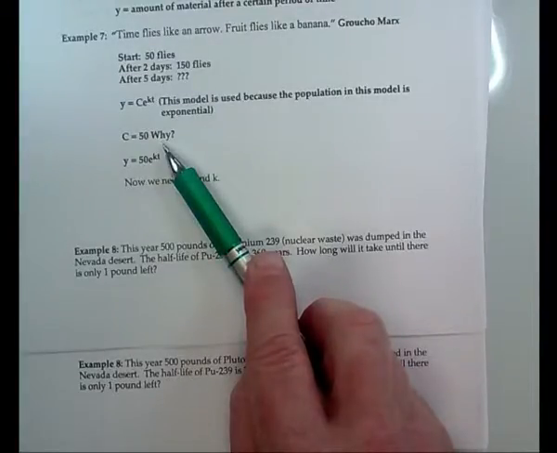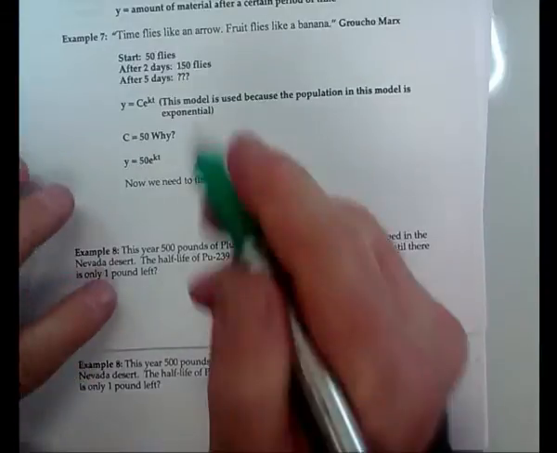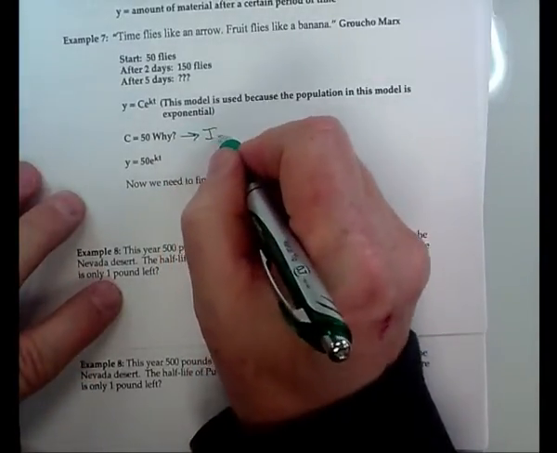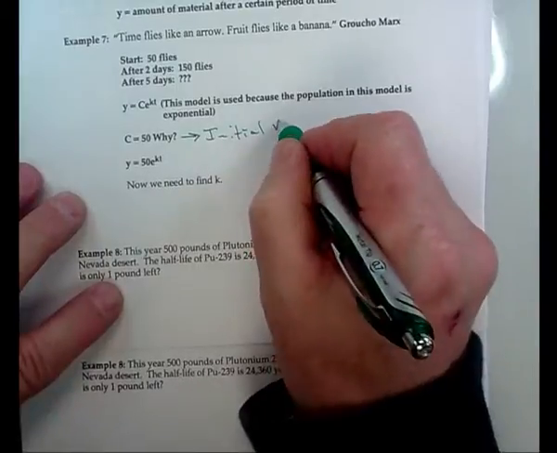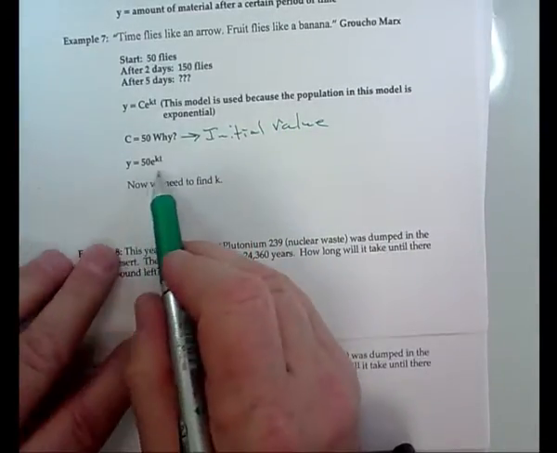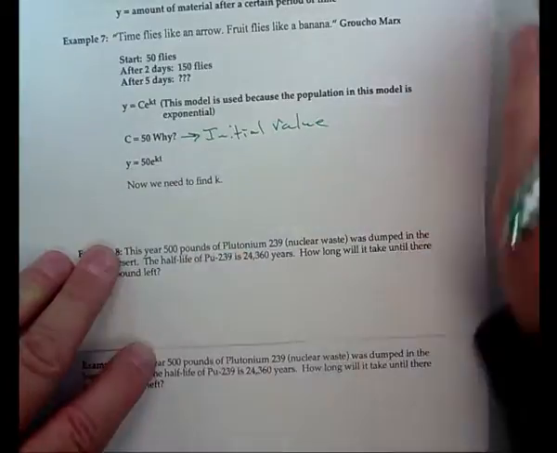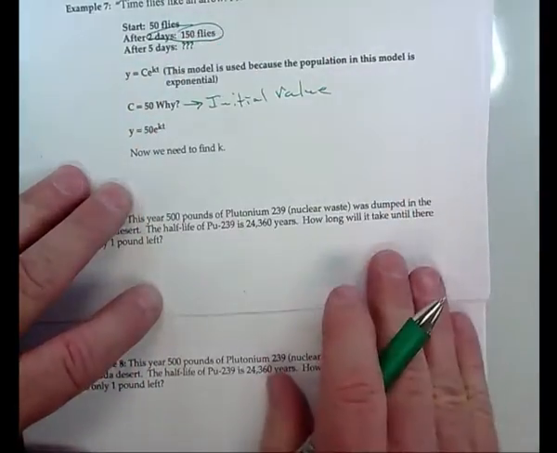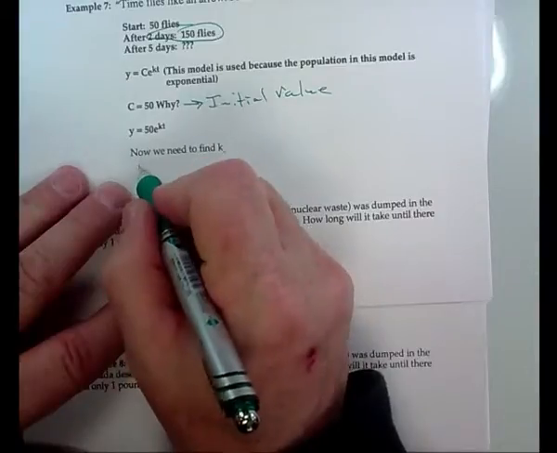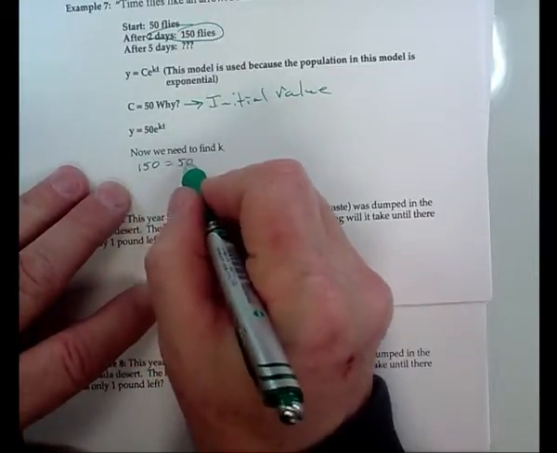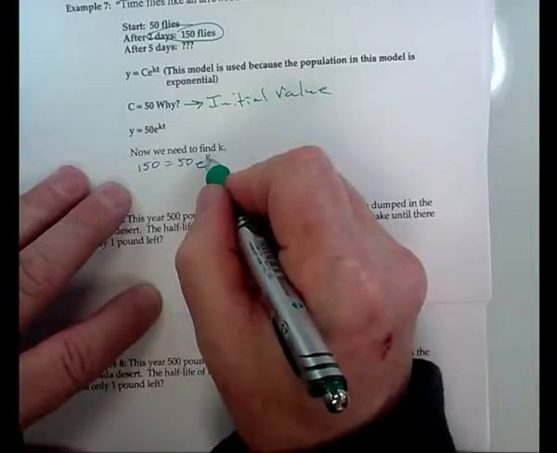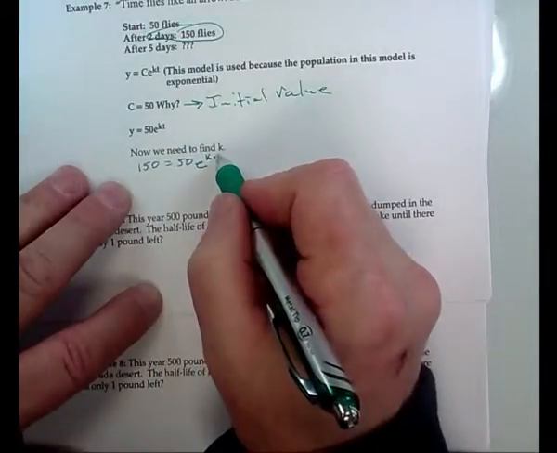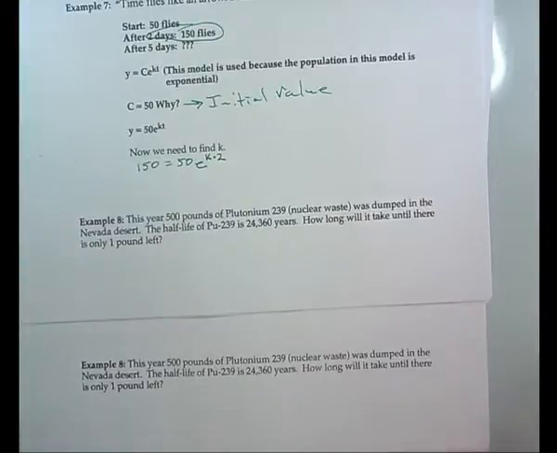Because it starts at 50? Is that what you said? Okay, because that's our initial value. So I have this. We need to figure out K. Well, we're going to figure out K because I know this other bit of information right here. I know that I have 150 flies. Here's 50, e to the K times, and I know after 2 days. So now we have an equation in which we have to solve for K.